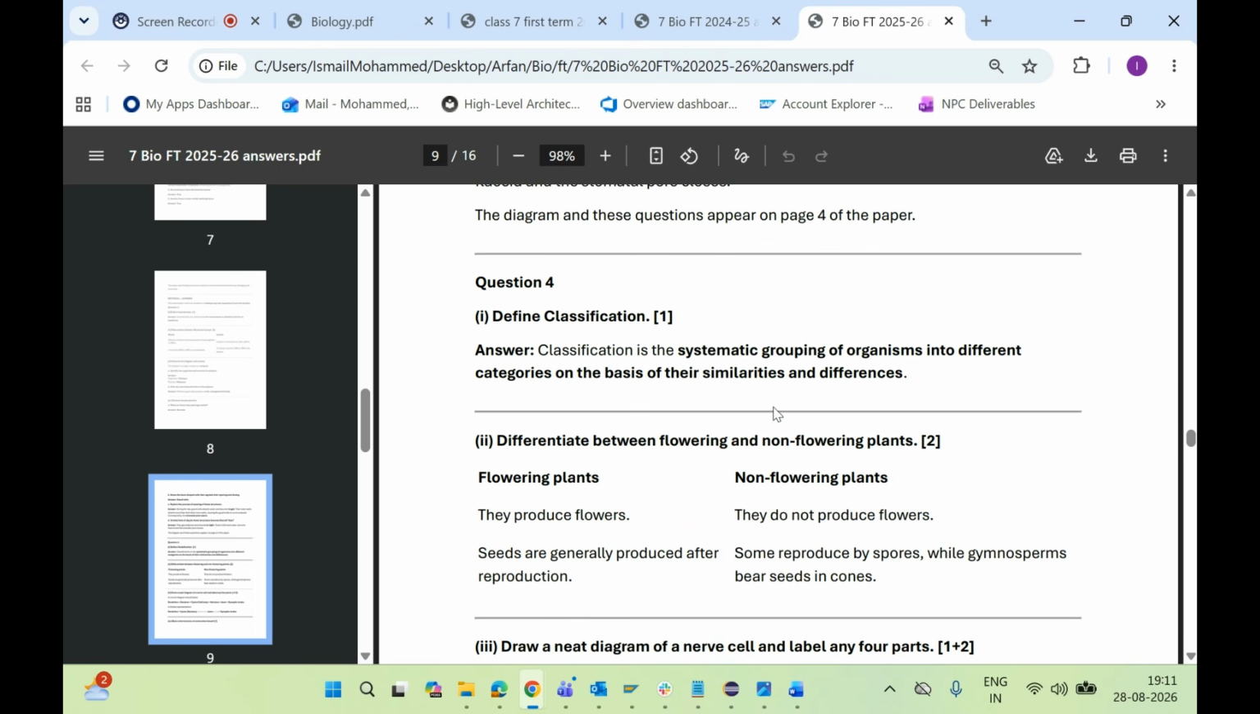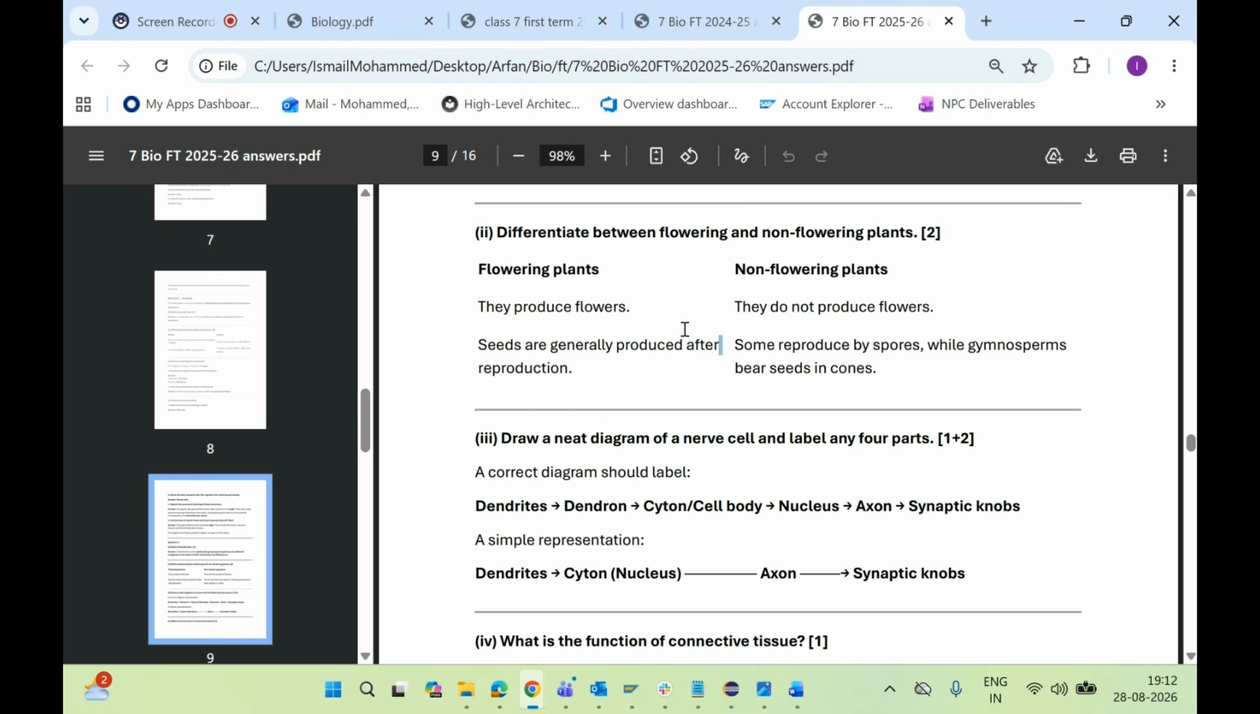Okay. Next one, classification. This will also come. Classification is systematic grouping of organisms into different categories based on their similarities and differences. So we group the organisms based on their similarities and differences, and this kind of grouping of the organisms is called classification. This is also important.